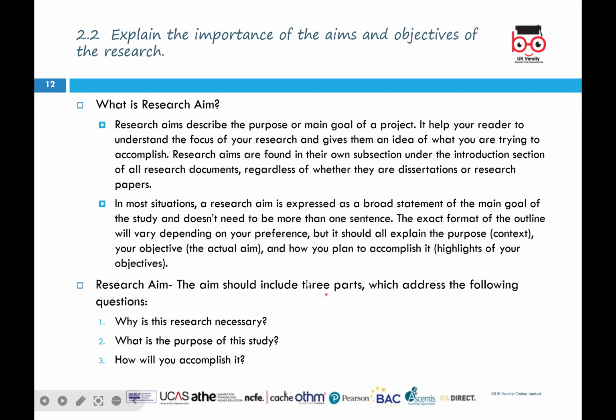Your aim should include 3 parts. There are different questions that your aim could answer. Why is the research necessary? What is the purpose of this research and how will you accomplish it?